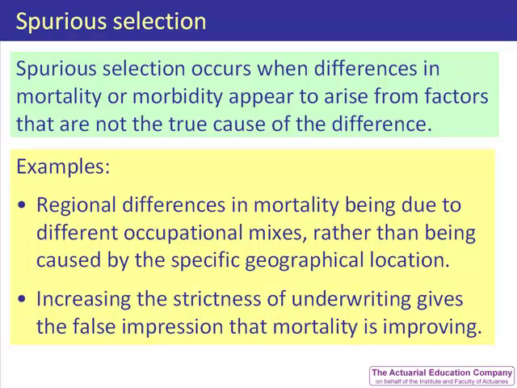A second example focuses on the effect of increasing the strictness of the underwriting process. If an insurance company applies a stricter underwriting process to lives taking out policies, this will lead to a lighter mortality experience for the company. The composition of the population of policyholders has changed with time due to the change in the underwriting strictness, but it may instead be thought that the underlying mortality has improved over time. This incorrect interpretation is an example of spurious selection.